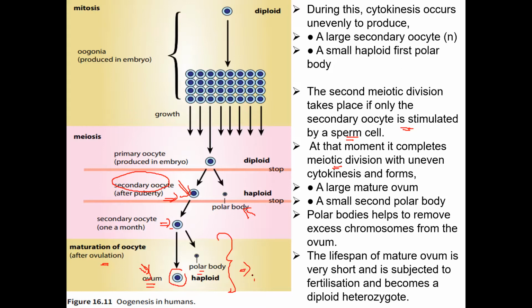So what happens is the sperm fuses with the female ovum, and the meiotic division is completed after the fusion. So this mature ovum has a very, very short lifespan and is subjected to fertilization, because this second meiotic division will not complete. The gametes will not form till the time it is fertilized, and then it becomes a diploid heterozygote, right?